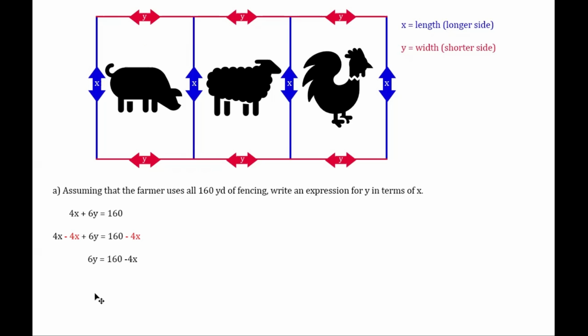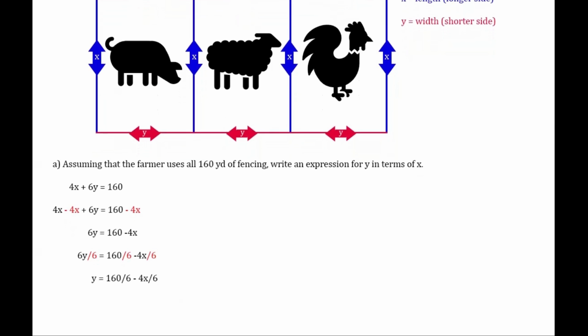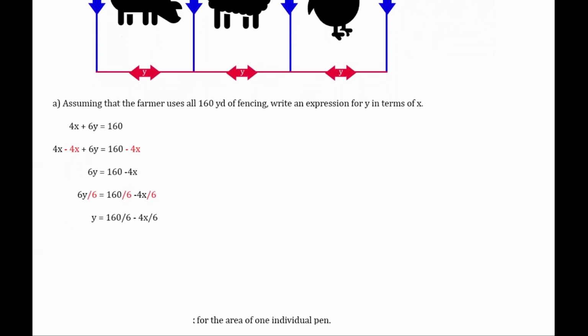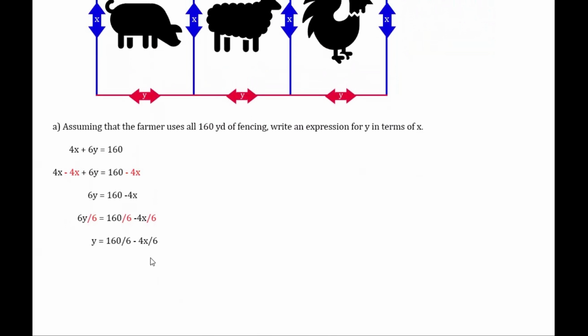Now the next thing I want to do is divide every single term by 6. Dividing every single term by 6 will bring me down to y equals 160 over 6 minus 4x over 6. I can go ahead and simplify this a little bit because 160 and 6 can both be divided by 2. That's 80 over 3. And both 4 and 6 can also be divided by 2. Could be 2x over 3.